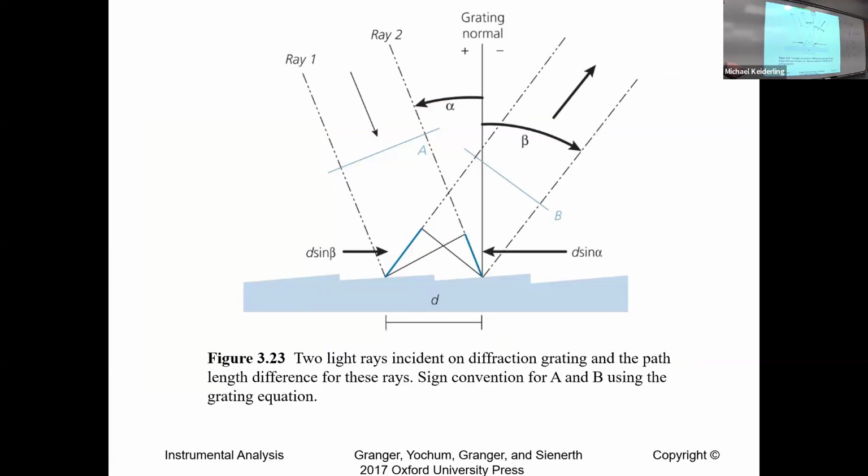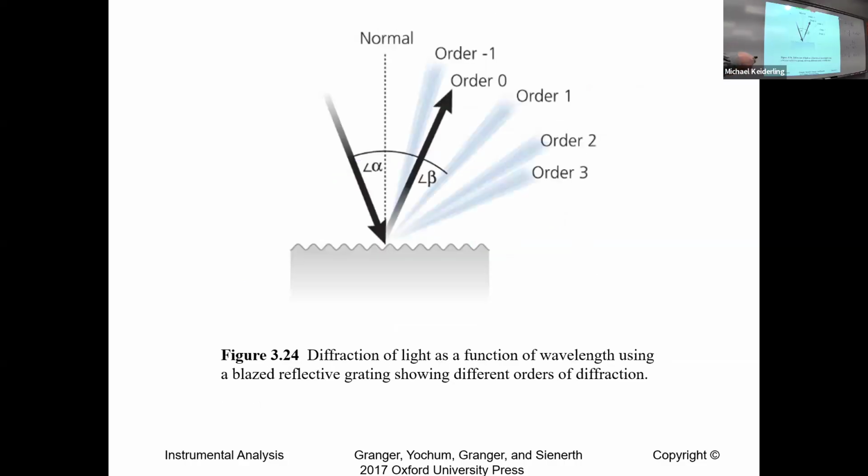So here we have two light rays incident on a diffraction grating, and the path length difference for these rays, and the sign convention for alpha and beta using the grating equation. If you do this on a grating, you'll have order 0, order 1, order 2, order 3, and so on. The diffraction of light.